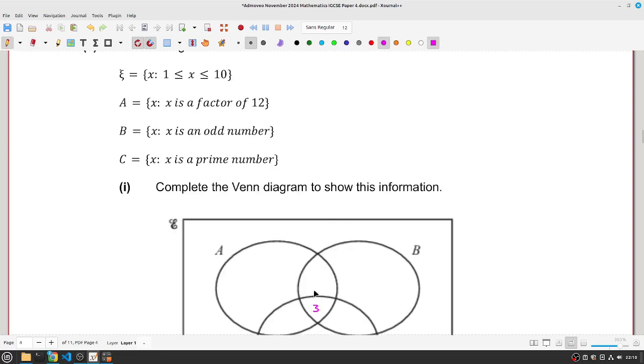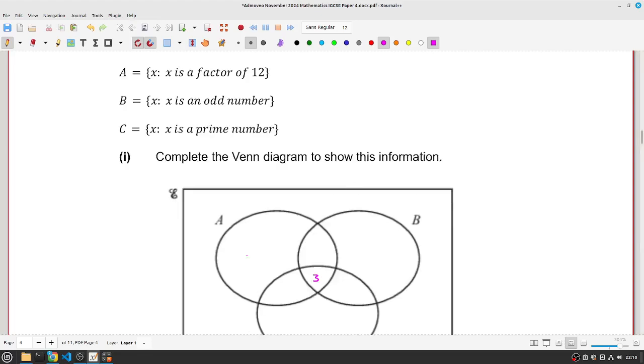Okay, now let's do which ones fit in A and B. So odd numbers that are also factors of 12. Okay, so that'll be 1. Then 3 is also an odd number, but we already have that. 5 is not a factor of 12. 7 is not a factor of 12. 9 is not a factor of 12. So just 1 goes in here.